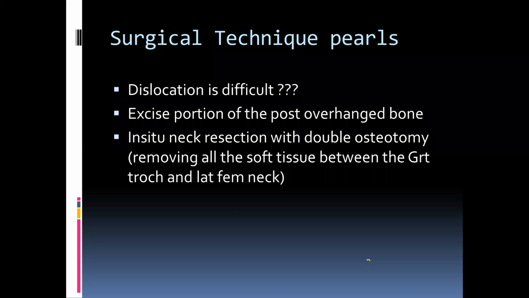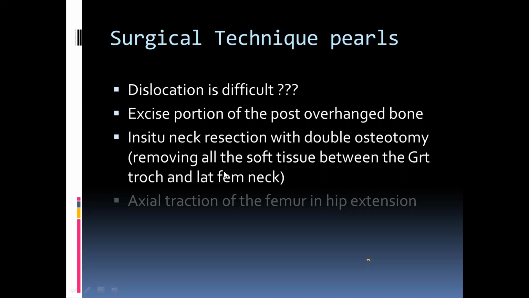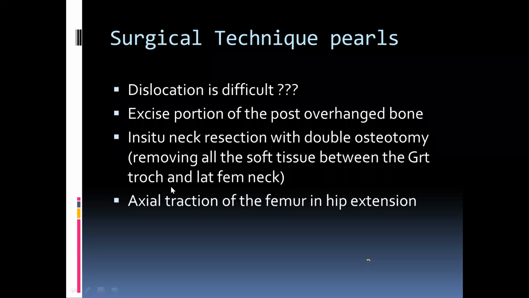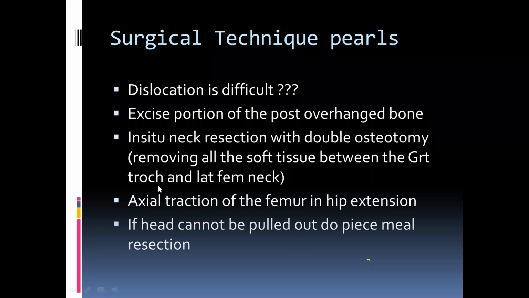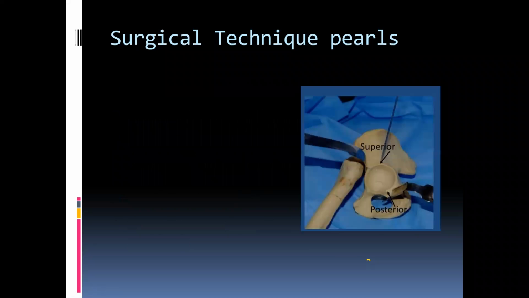When the head is inside the acetabular shell, you can now put a corkscrew after axial traction of the femur with the hip in extension, and then the corkscrew can be inserted into the head and pulled out. If the head cannot be pulled out, especially when adaptive changes occur inside the head, you can do piecemealing, an in situ resection, and you can do it with a nebula.